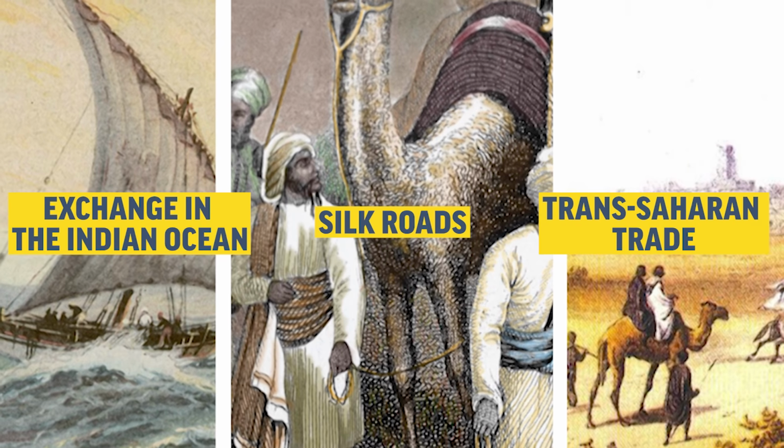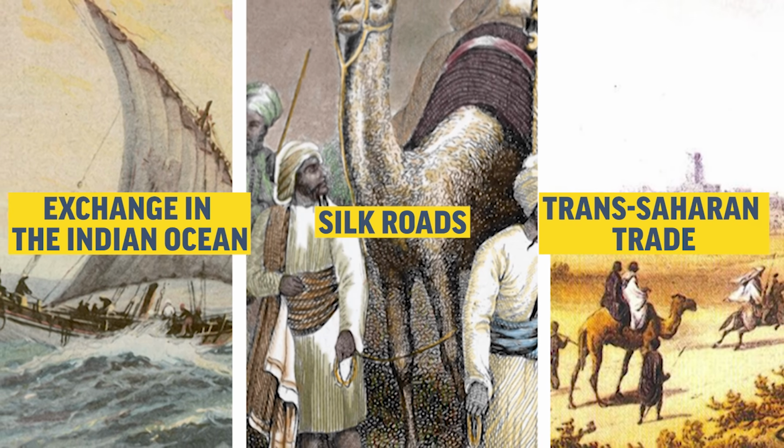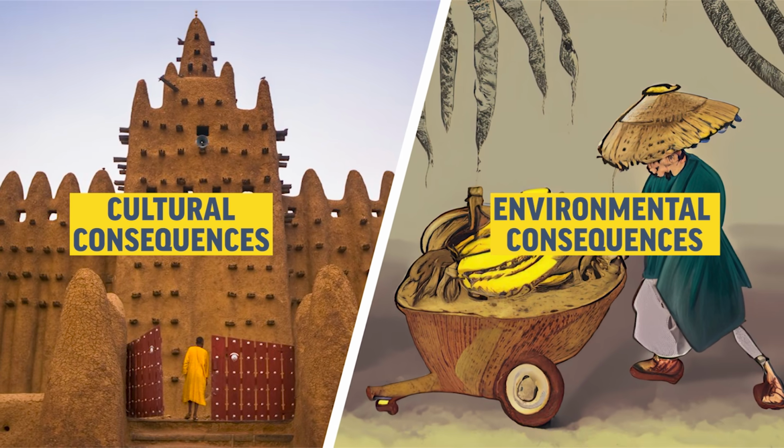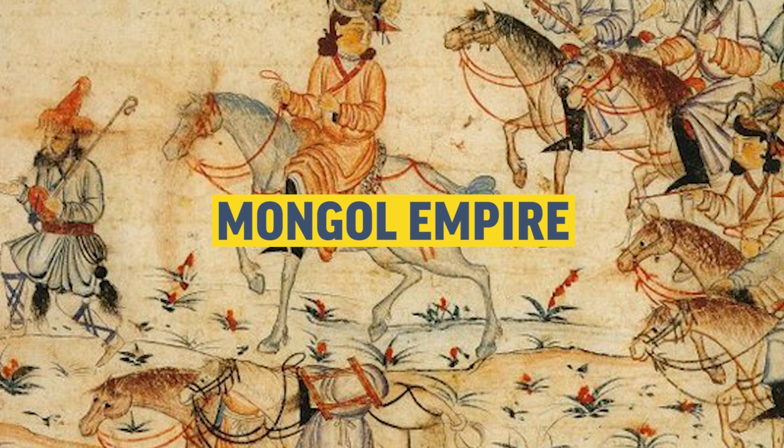Let's review the review. Know the trade routes: Silk Roads, Indian Ocean, and Trans-Saharan. Know the consequences: the technology, the travelers, the sugar, the bananas, the plagues. Know the Mongols, but not just arrows and horses, but like medicine and numbers. And that is Unit 2, Networks of Exchange.